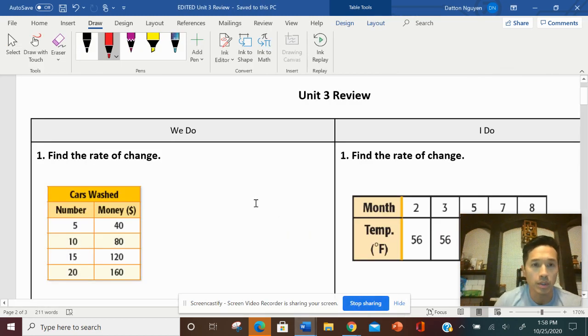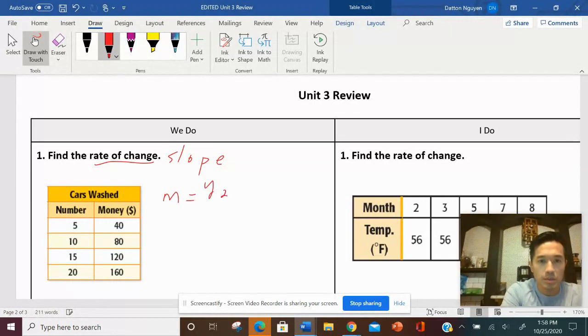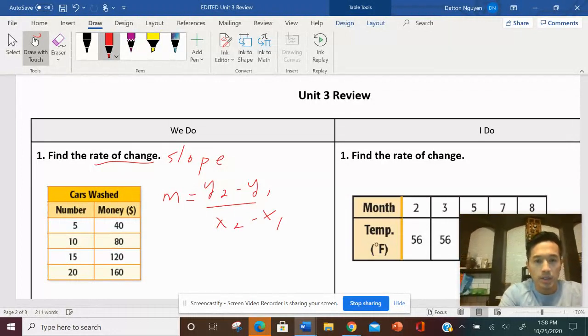Okay guys, so we're going to go ahead and go over to Unit 3 review for today, starting with question number 1 here, find the rate of change. When I'm looking for the rate of change, I'm looking for the slope. Okay, so I'm looking for the slope here. And so the slope is m equal to y2 minus y1 over x2 minus x1. Okay, so what does that mean?